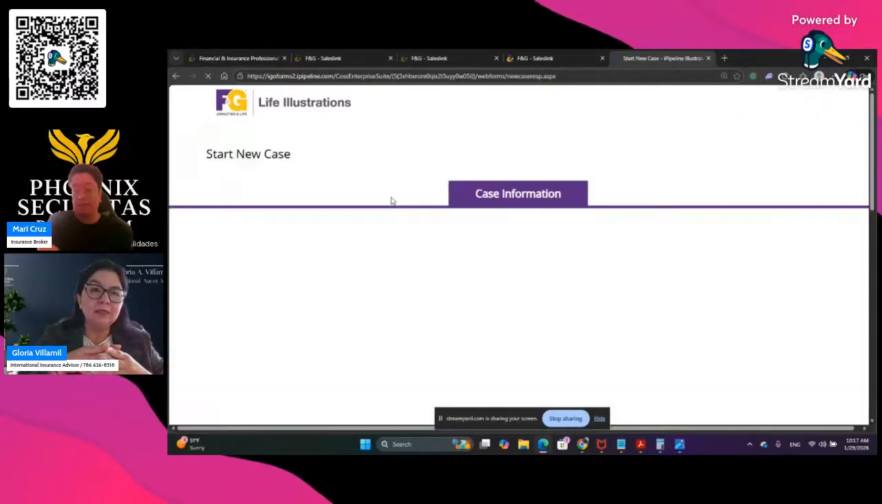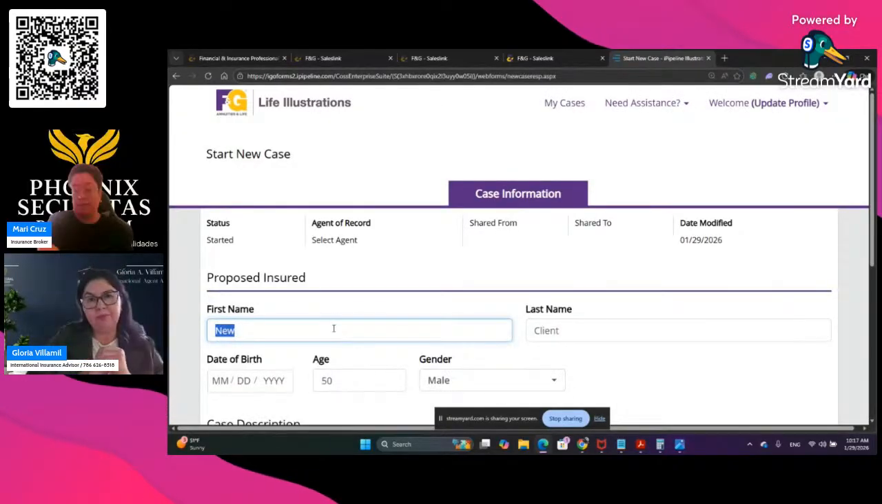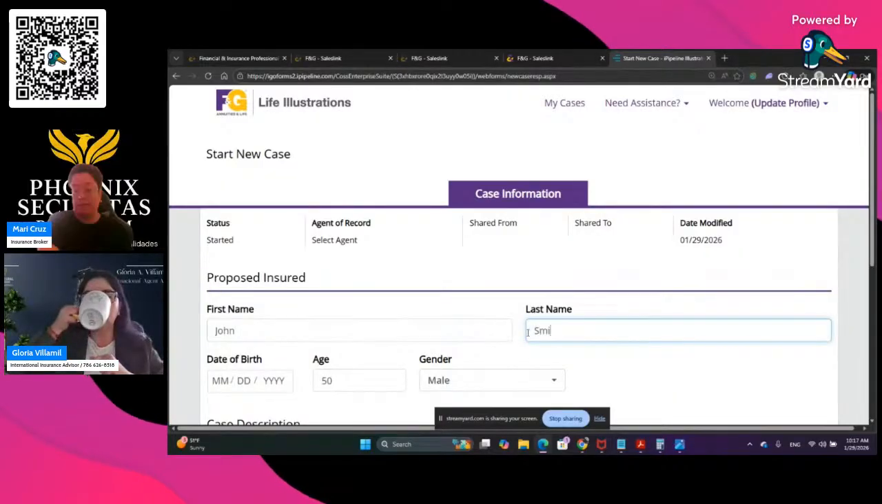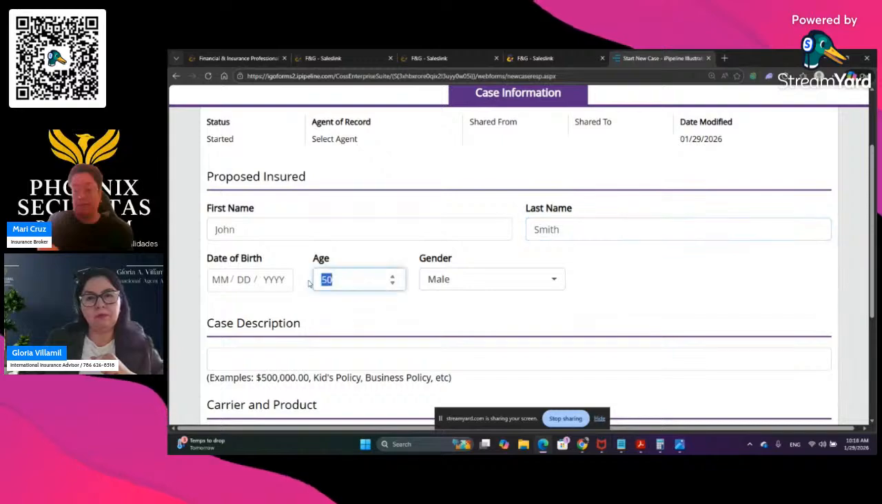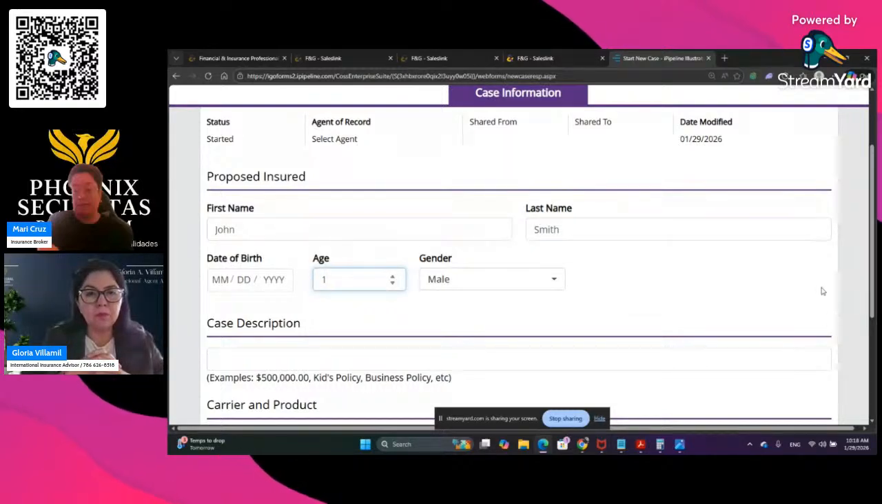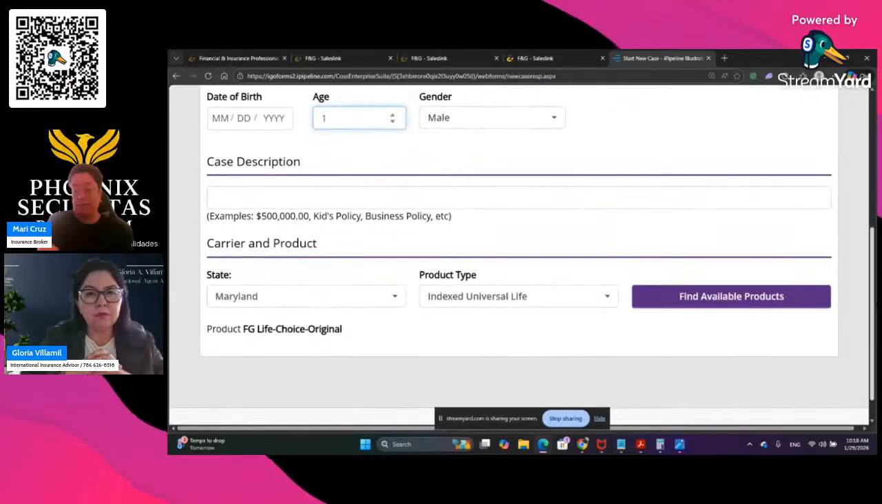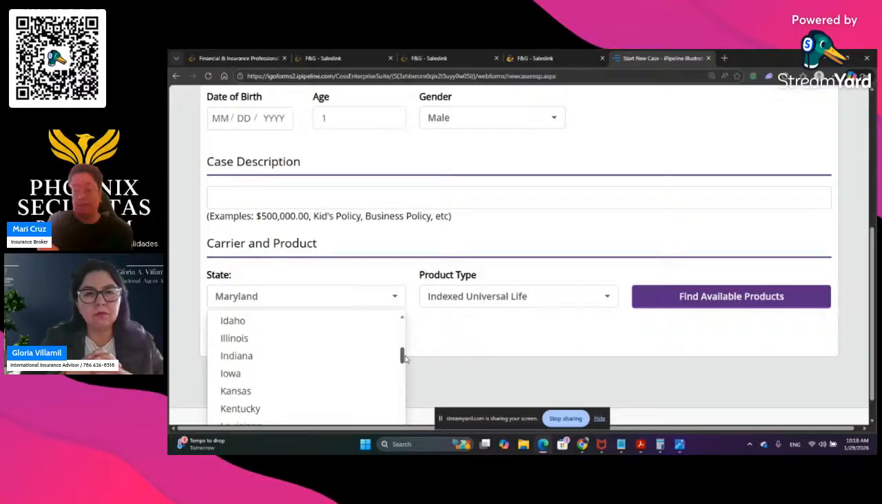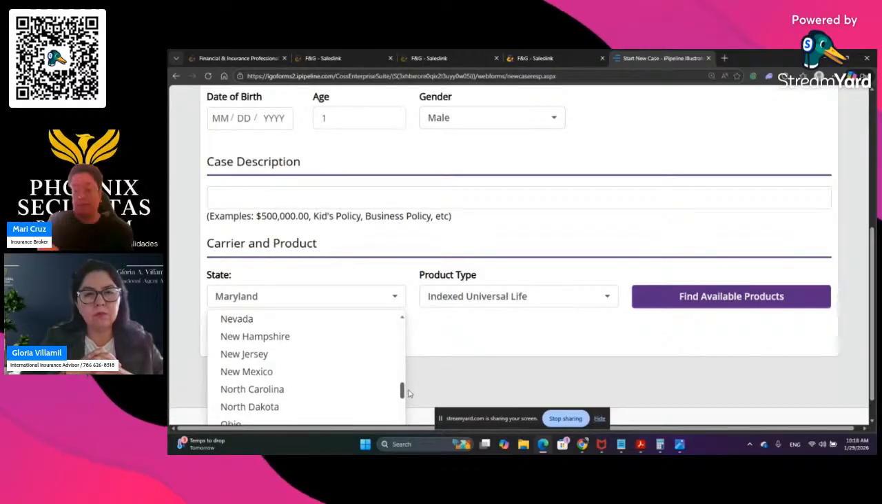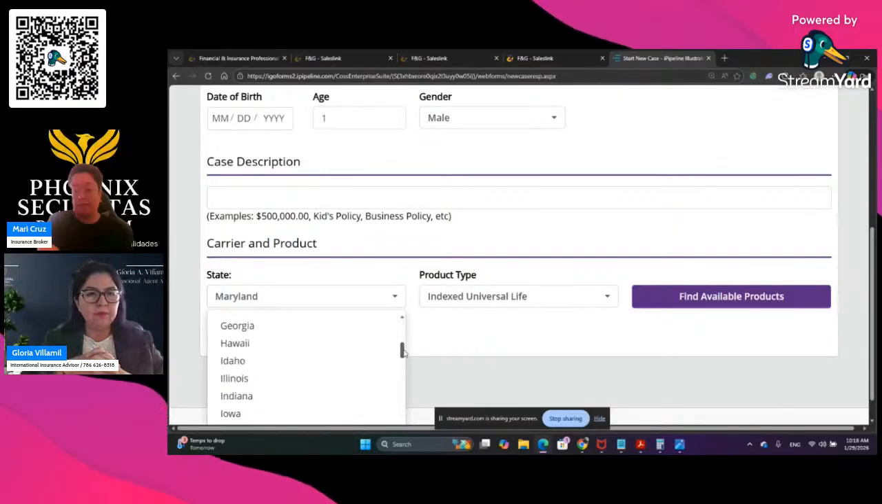Exactly. So I'm going to create a case for John Smith. And John Smith, do we do a baby? Yeah, let's go with a baby. A 1 year old baby. And he is in Florida, this baby. Actually, I'm going to put New York, but it doesn't let me put New York. New York doesn't have all that stuff. Let me go back here. Florida.